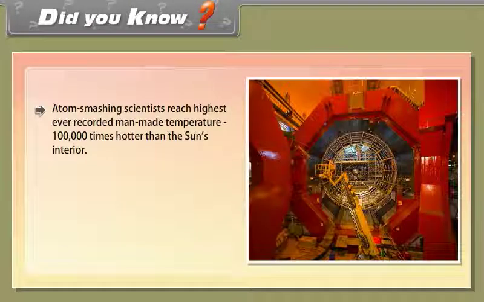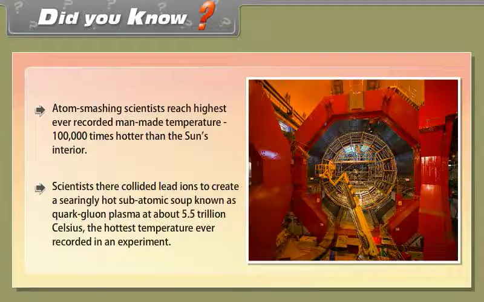Did you know? Atom smashing scientists reach highest ever recorded man-made temperature, 1 lakh times hotter than the sun's interior. Scientists there collided lead ions to create a searingly hot subatomic soup known as quark-gluon plasma at about 5.5 trillion Celsius, the hottest temperature ever recorded in an experiment.